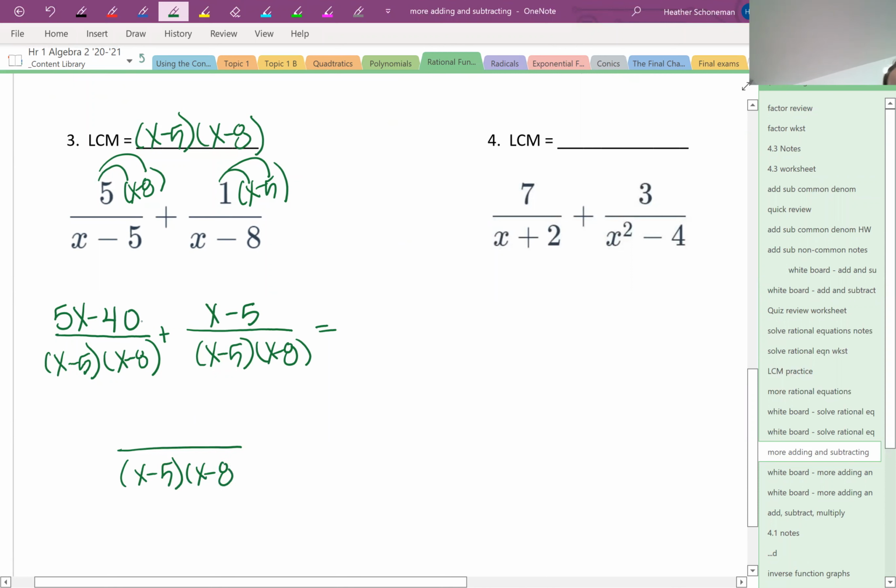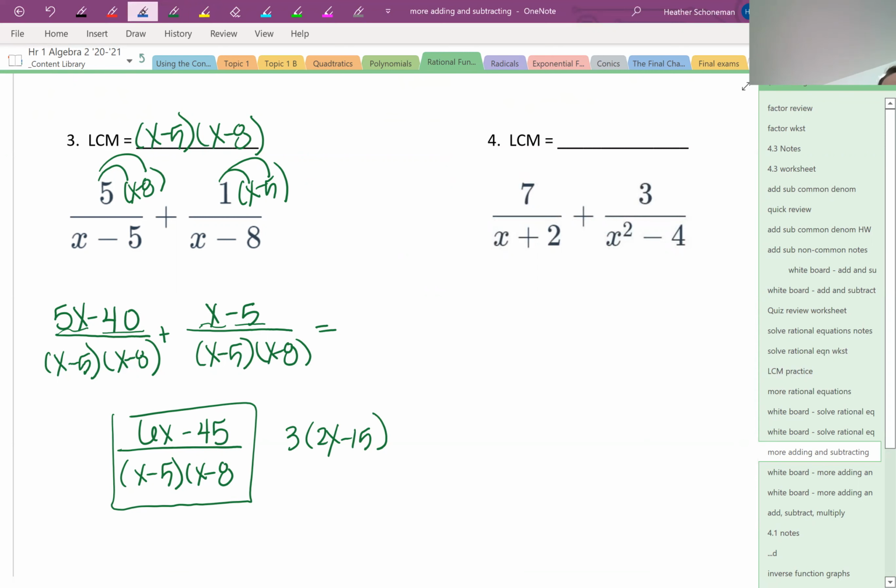In the numerator, I'm going to combine like terms. 5x and 1x gives me 6x. Negative 40 and negative 5 is negative 45. It's only when I have one fraction that I can see if it can simplify. Yes, I could take a 3 out of that, but if I take a 3 out, that leaves me with 2x minus 15. That's not going to factor, so it's not going to reduce anything. So it's not necessary to do that, but if you wanted to factor the top, you certainly could.